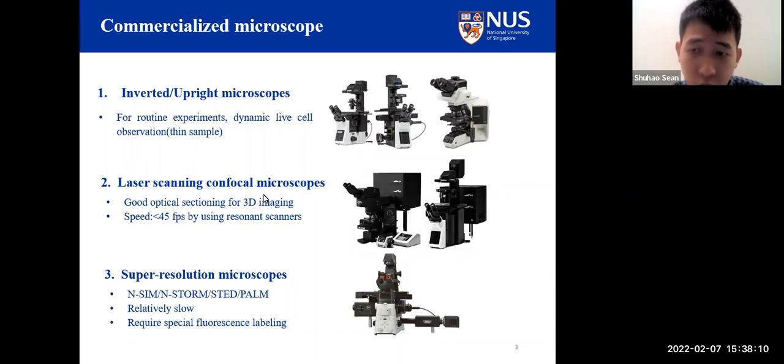There is also another type of super resolution microscope usually available in microscope facilities, such as the N-STORM from Nikon. They are usually used to obtain fluorescence structural images with super resolution. But the cost is that the speed is very slow and it requires special fluorescent labeling.